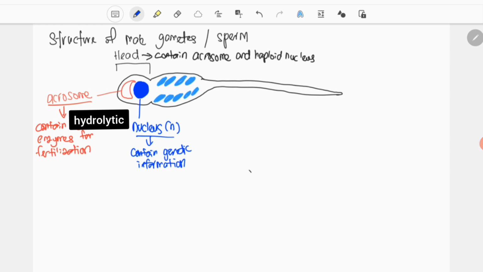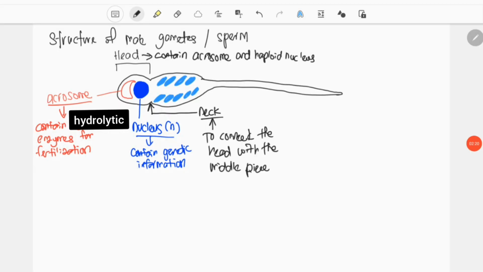So next saya tengok the next component, which is the neck. So neck ni paling simple. So it just function to connect the head with the middle piece. So middle piece tu the next component of the sperm. So neck ni tak ada function yang spesifik. Dia just untuk connect saja, untuk sambungkan kepala dengan middle piece.